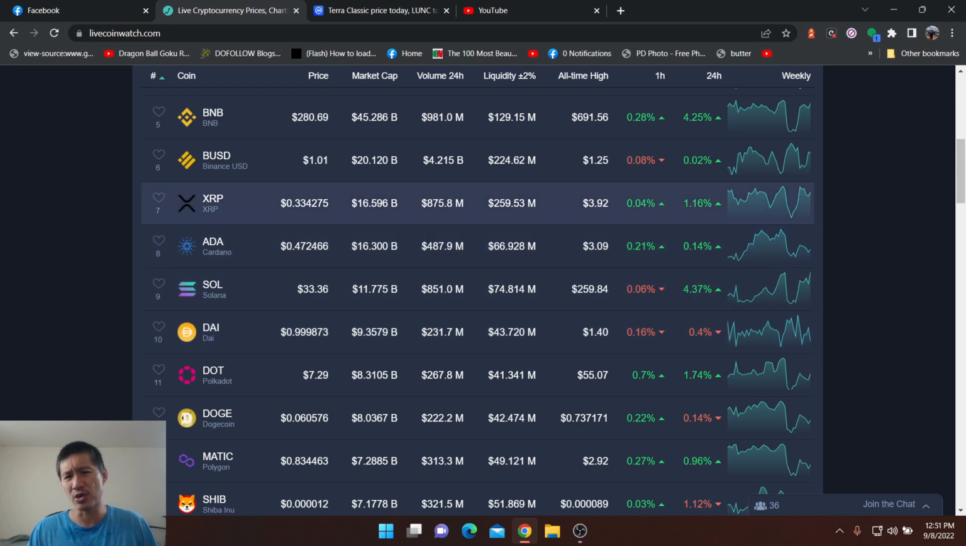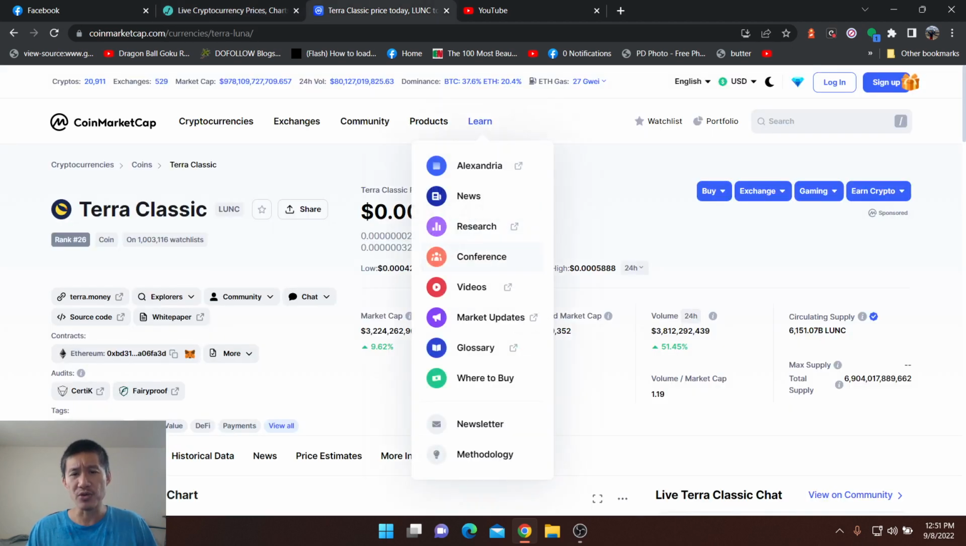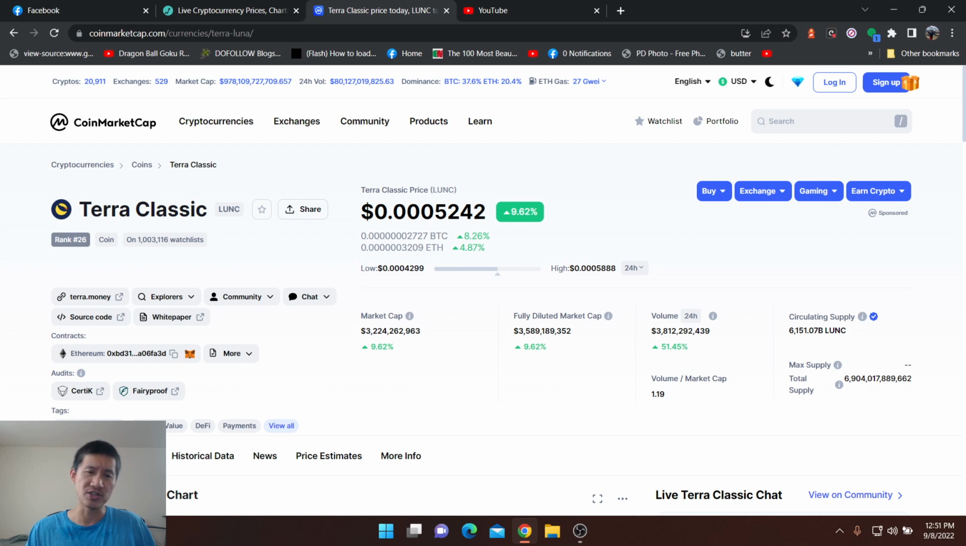So we're going to say about 12 to 13 billion market cap, which is around four times what it is right now. So basically, if Terra Luna Classic kept the supply it has right now, it would go to 0.002. And that would be a big boon for a lot of people, a 4x.